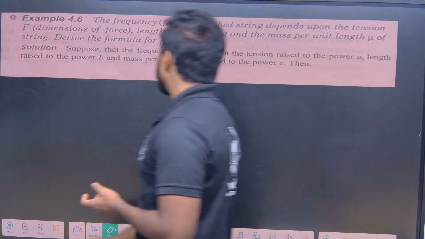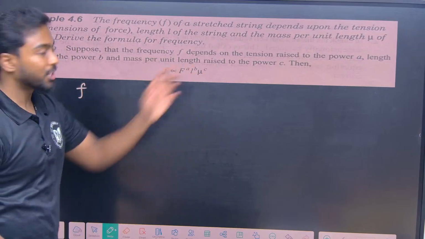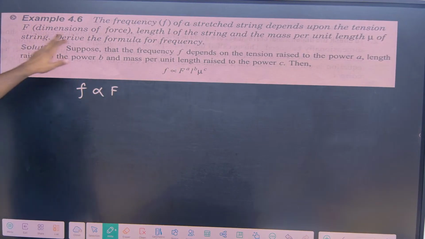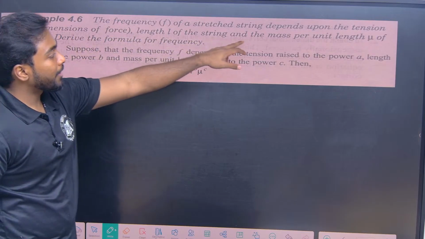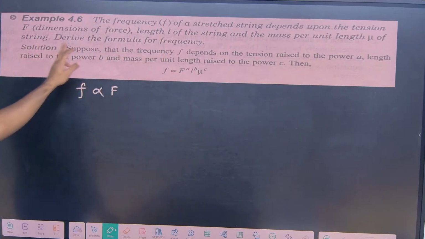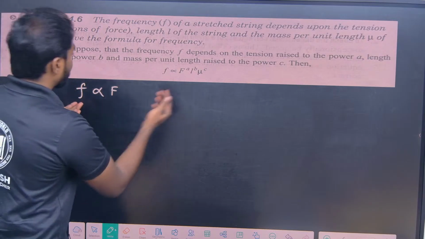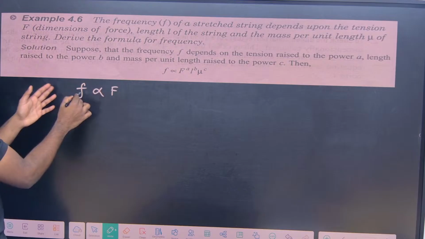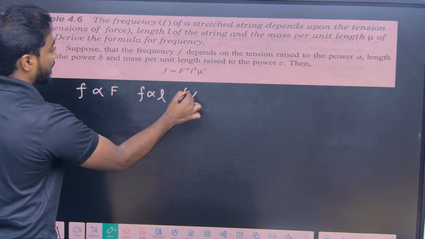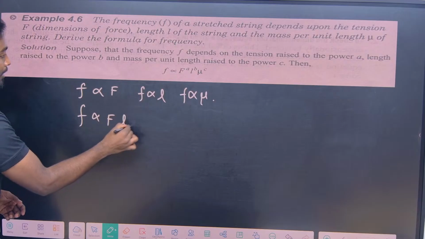The frequency f of a stretched string depends upon the tension F, length L of the string, and mass per unit length mu of the string. Derive the formula for the frequency. Suppose we take small f directly proportional to capital F, small f directly proportional to L, small f directly proportional to mu. So we need to consider f directly proportional to F, L, mu.